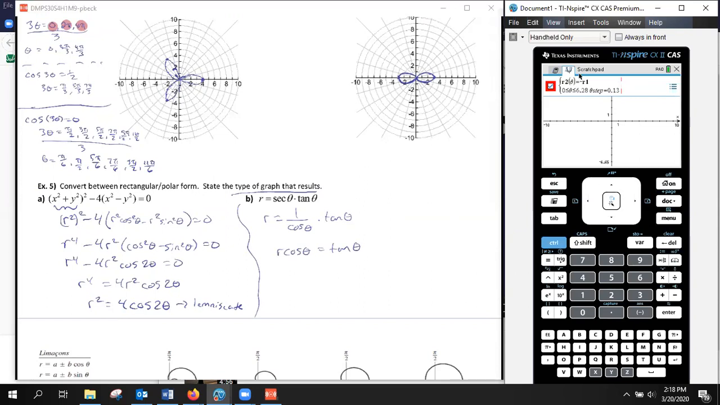And because I have r cosine of theta, that's equivalent to x. Tangent of theta is y over x. So this is y equals x squared. So this is a parabola.